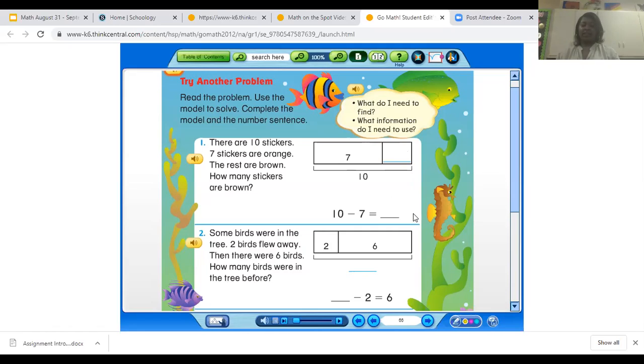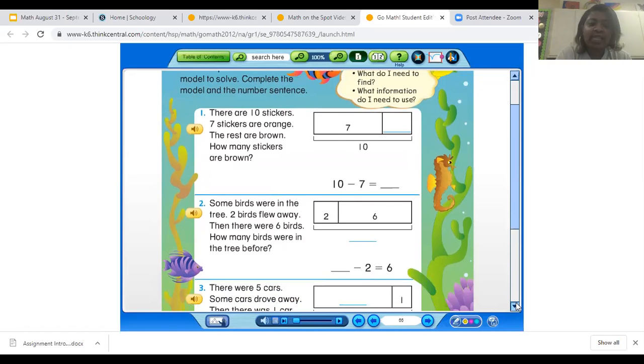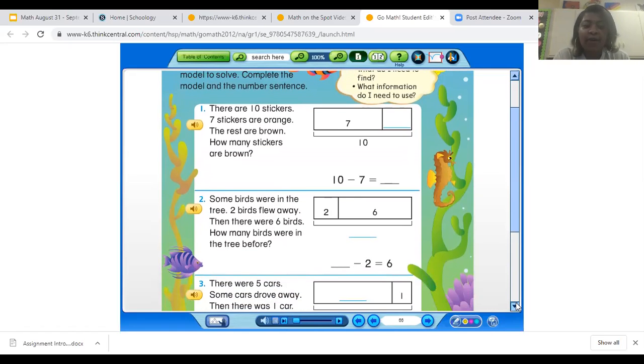All right, let's look at number 2. Number 2 is a little different. Some birds were in the tree. 2 birds flew away. Then there were 6 birds. How many birds were in the tree before?